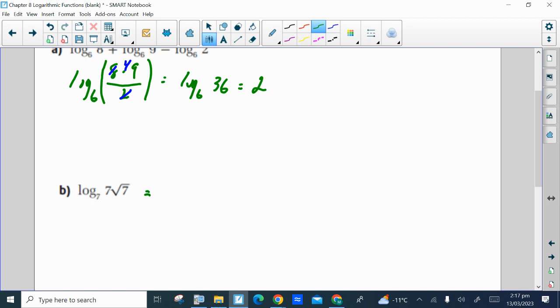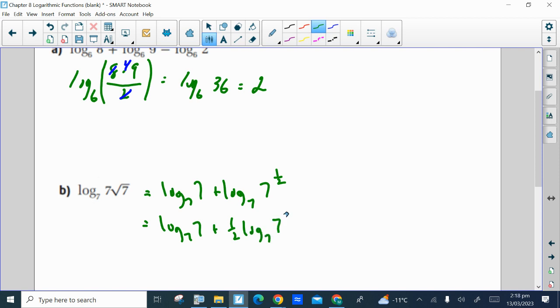Question B. Because it's log base 7 of 7 times root 7, we can use the product law to expand that. It would be log base 7 of 7 plus log base 7 of the root of 7, or 7 to the power 1/2. Using the power law, that second term can be written like that.